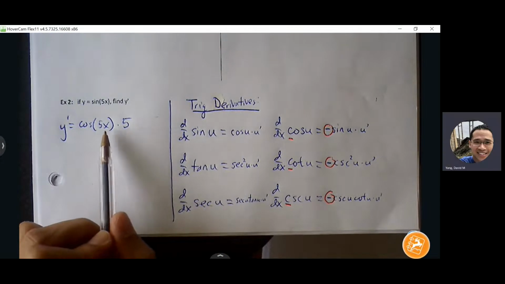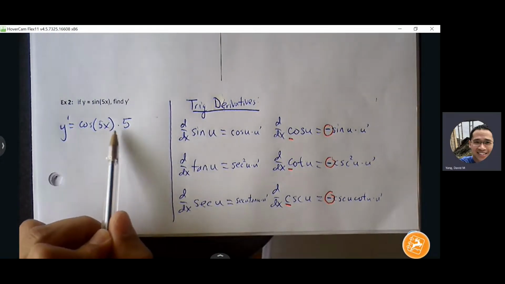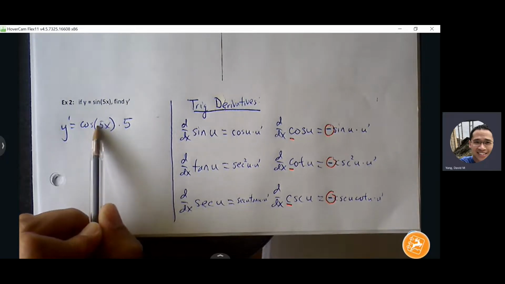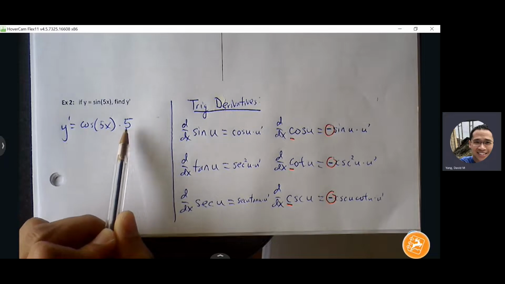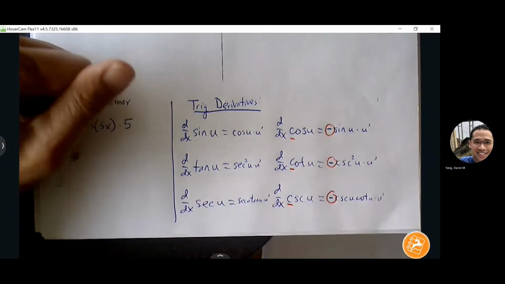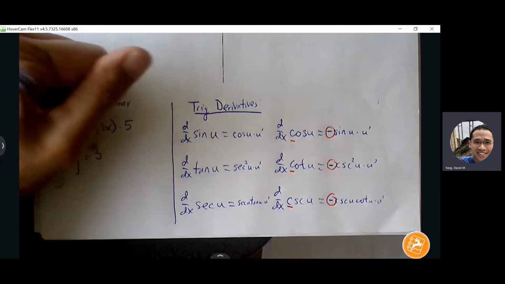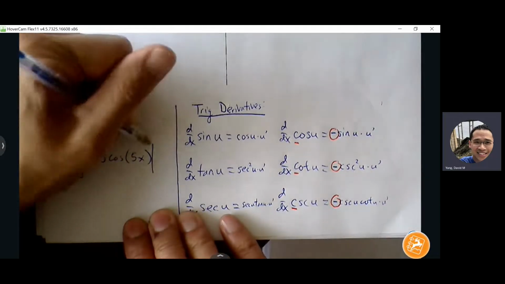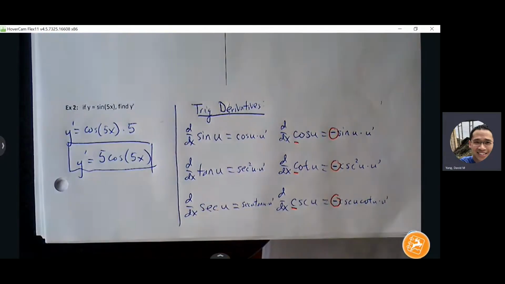Okay, careful with the 5x and 5. These are not in the same places. We can't combine this and make the 25x. The 5x is inside the cosine function. This 5 is outside. So the most we can do is just separate them and put the 5 out in front. Typically the coefficient goes out in front, so it doesn't get mixed up with that 5x inside the trig function.